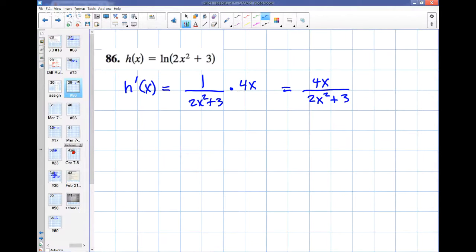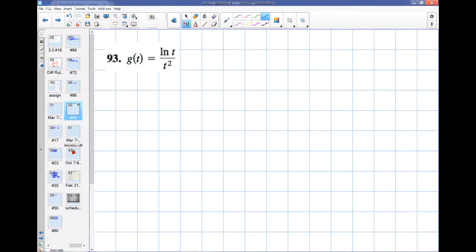All right, I also marked down number 93. So you can see I'm still trying to include some odds here. So 93, g of t equals the natural log of t divided by t squared. So from an outer function point of view, we have what? A quotient. So we need to use the quotient rule.